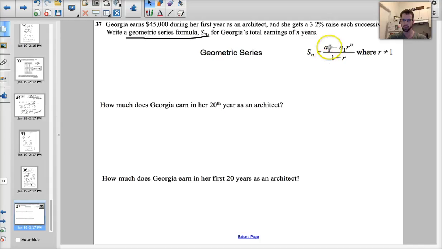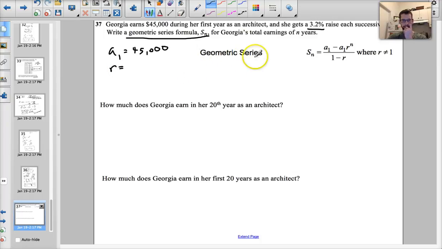The first thing I need to know is my first term, and then I need to know my common ratio. It says she starts off making $45,000, so my initial value is going to be $45,000. My common ratio is what I multiply by to get to the next number. If she's getting a 3.2% raise, to make something grow by 3% I multiply by 1.03, and it's 3.2, so it's 1.032. This is my common ratio.